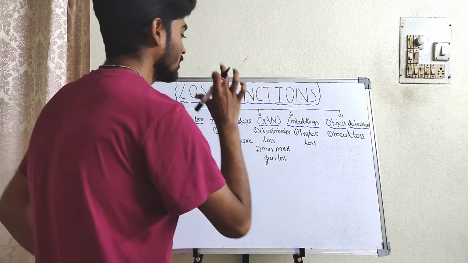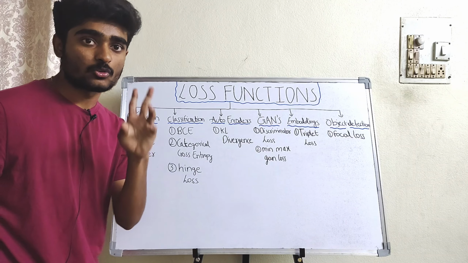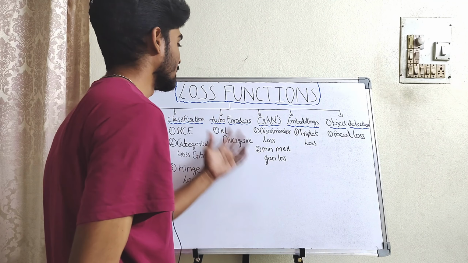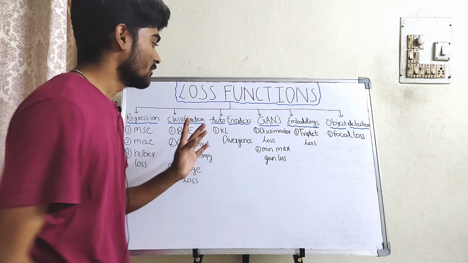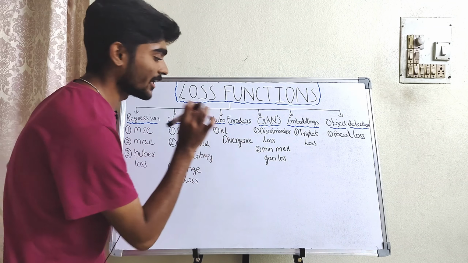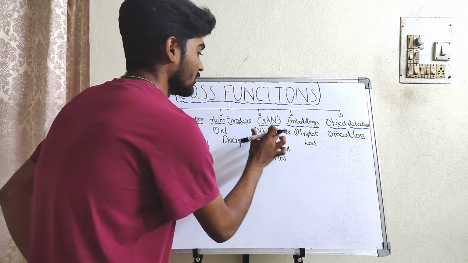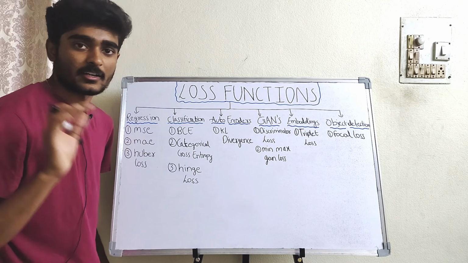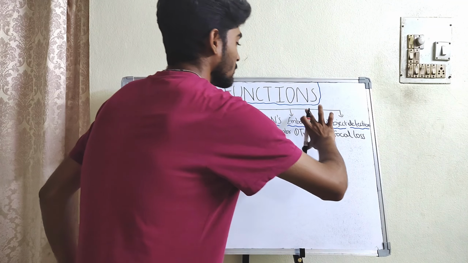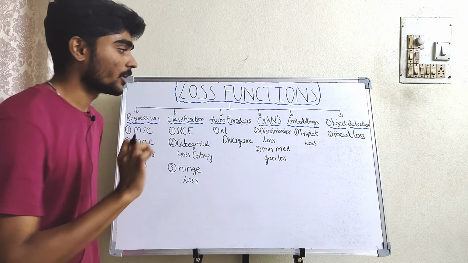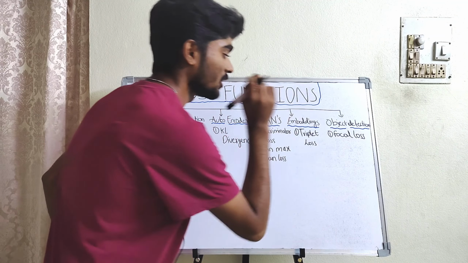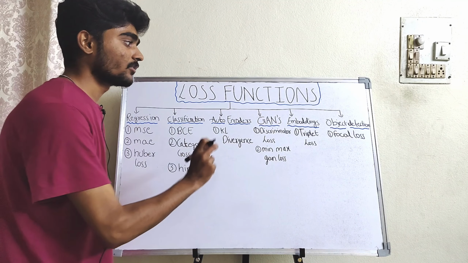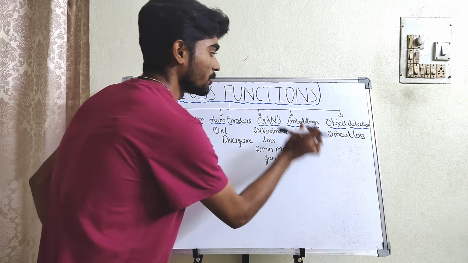When you're working on unsupervised machine learning problems, let's say autoencoders or GANs, in autoencoders we need to use KL divergence loss, and in GANs we need to use discriminator loss or min-max GAN loss. When it comes to word embeddings, we need to use triplet loss.